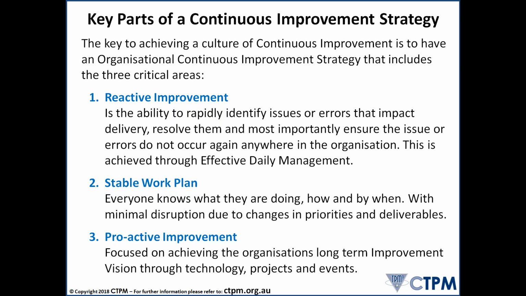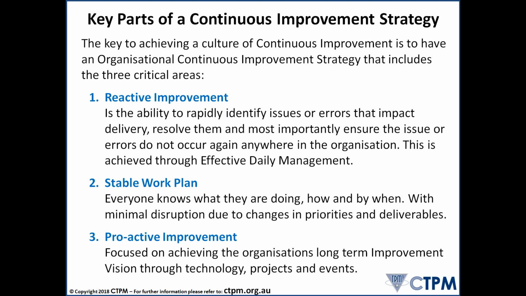Stable work plan. Everyone knows what they are doing, how and when, with minimal disruption due to changes in priorities and deliverables. This is the golden dream, that what we plan to do for the start of the day or the week actually is what we end up working on and achieving. The closer we can work to having a stable work plan, the more focus we can put on reactive and proactive improvement. So a goal is to focus on achieving a stable work plan.